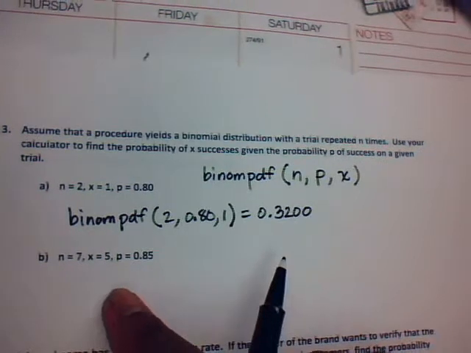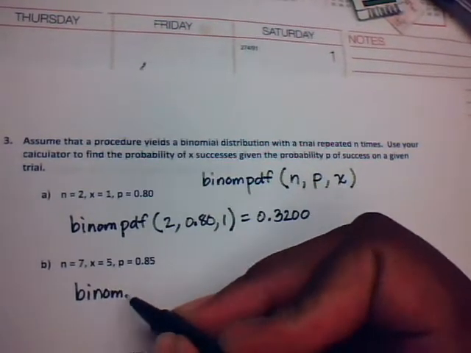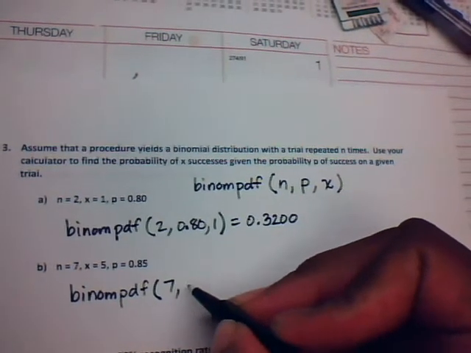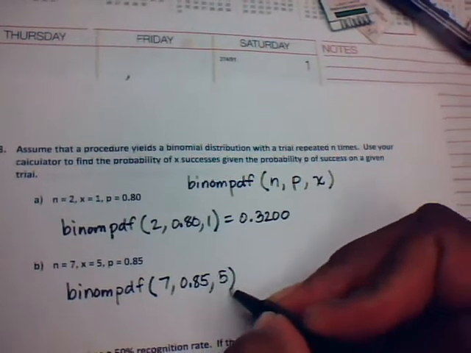And part B is done the same way. You're still going to use the binomial PDF. N is 7, your P is 0.85, and X is 5.